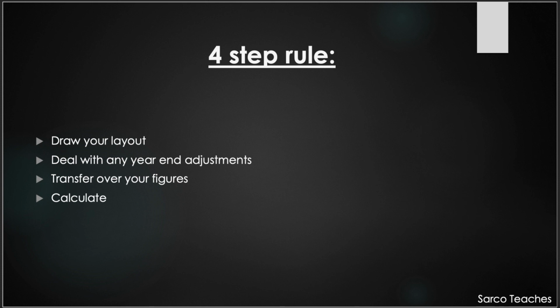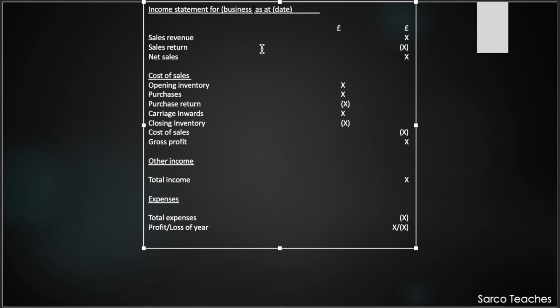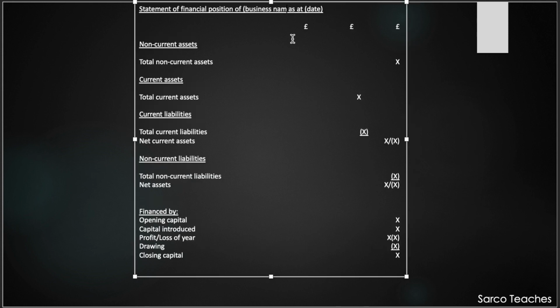The first thing we should be doing is drawing our layouts. As you can see, I've drawn my layout again, and on the top I will be writing the title, which is Income Statement for Mandeep as at 30th November 2008. I will be doing the same for the Statement of Financial Position. I'll be putting the title on the top: Statement of Financial Position of Mandeep as at 30th November 2008.